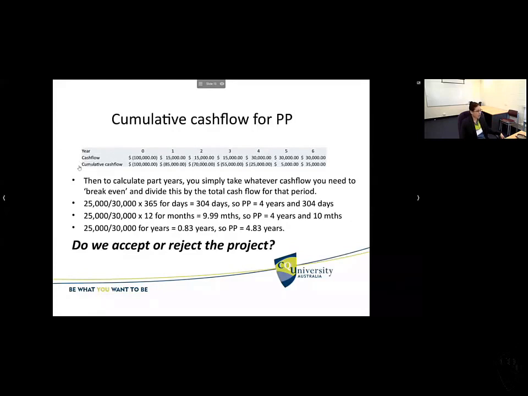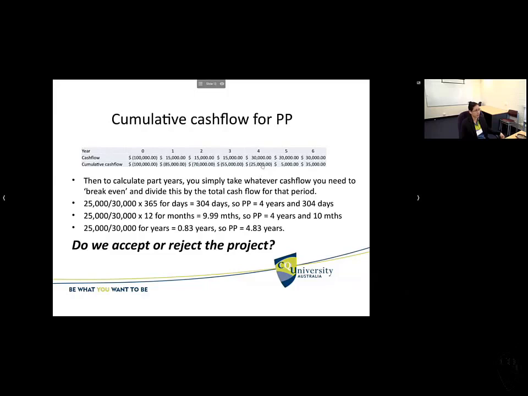Now, to calculate the cumulative cash flow, meaning it counts the year before, we start with time 0. So we have negative 100,000 when we first invest. At the end of year 1, we're up to negative 85 to recoup. At the end of year 2, we're up to 70. At the end of year 3, 55. At the end of year 4, 25,000 to recoup. Then in year 5, we start turning positive. We only had 25,000 to recoup, we actually got 30,000, so we're now in positive territory. So to calculate the part years, remember you simply take whatever cash flow you need to break even.